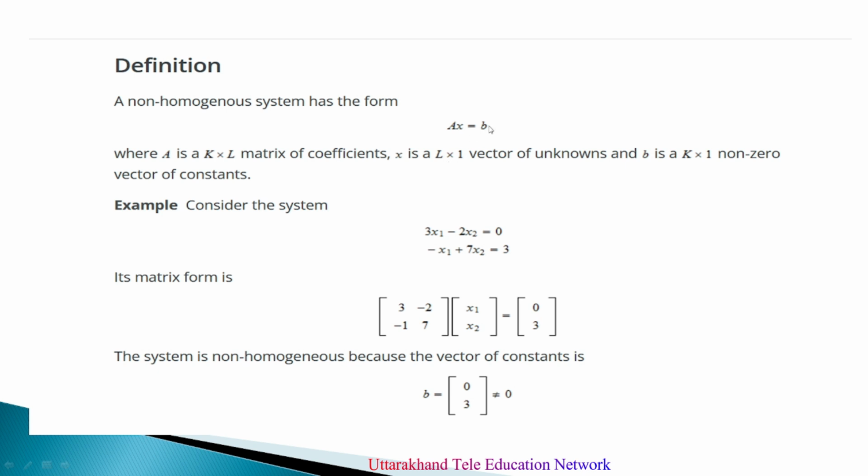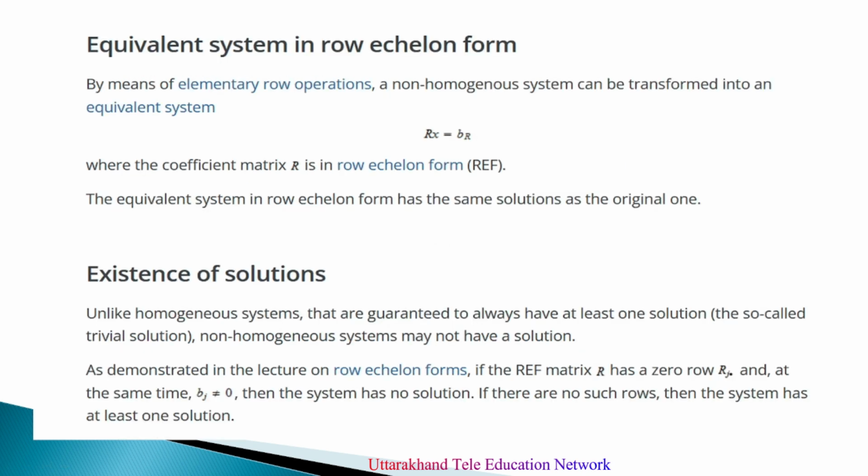And this is for the B. B is important, that's why I am stressing it, because this is not 0. As we can see, consider the system, and here is an example, and here B is not equal to 0, the very character which makes it non-homogeneous. If we navigate to the next slide, the equivalent system in row echelon form.